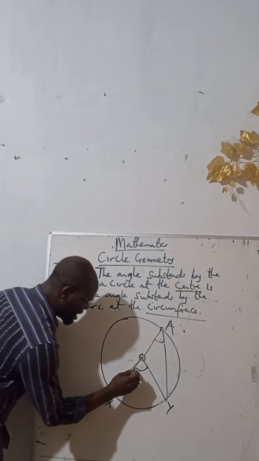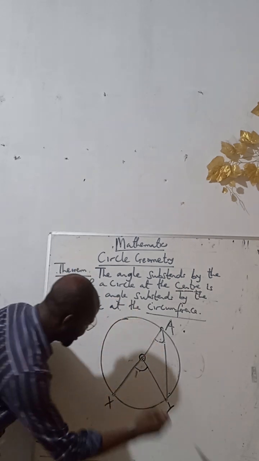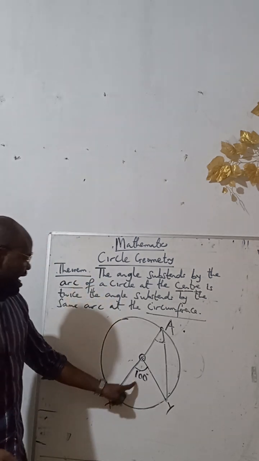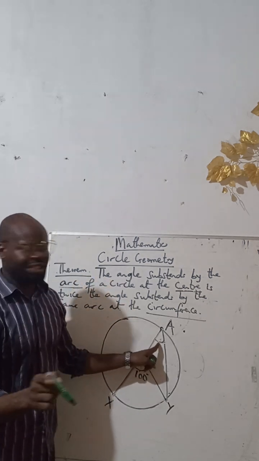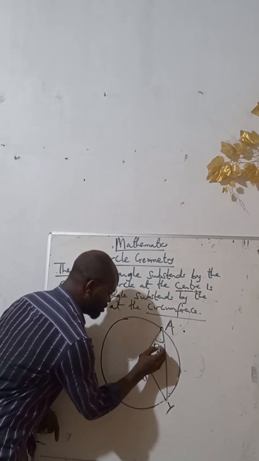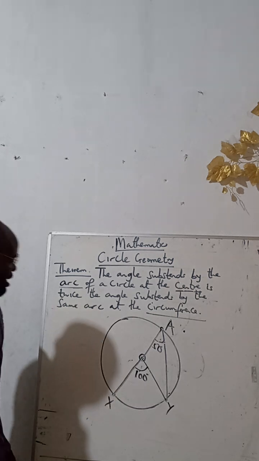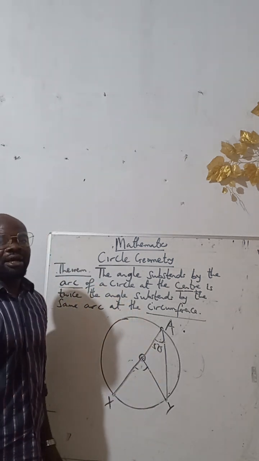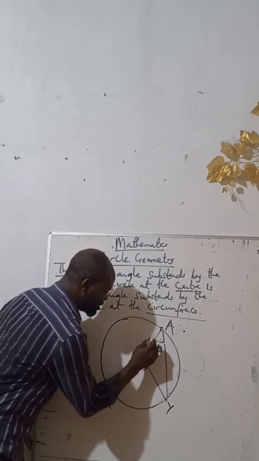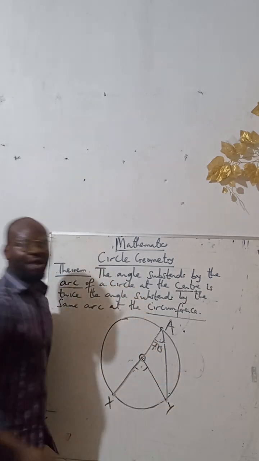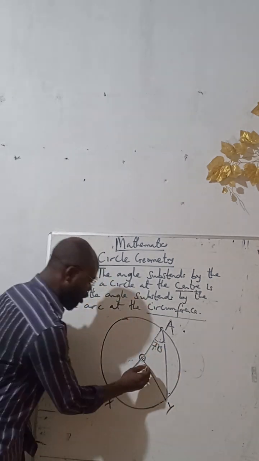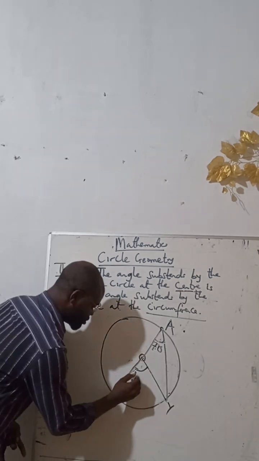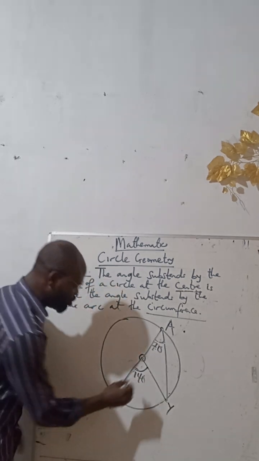Let's say this angle at center is 100 degrees. Then the angle at circumference will be half of it, which is 50 degrees. Okay, let me say the angle at circumference is 70 degrees, and you have to find angle at center. What will you do? You multiply this 70 by 2, which is what? 140 degrees. So you have to note all these things.